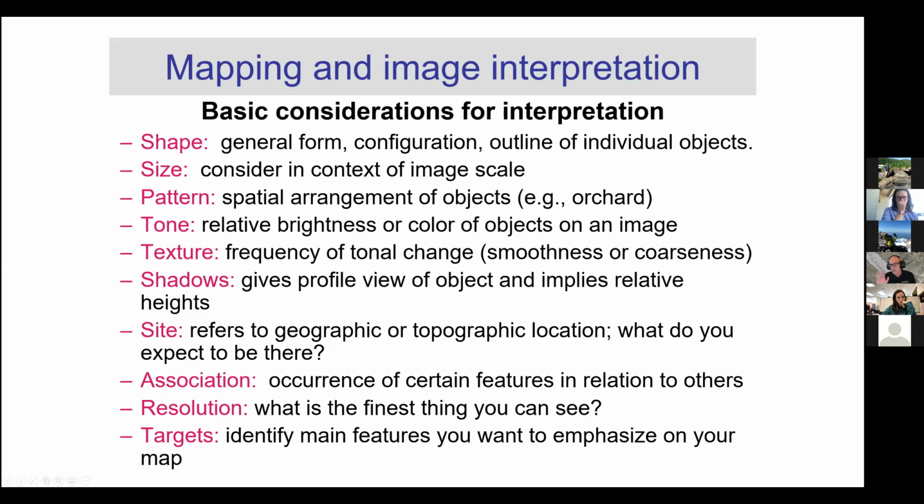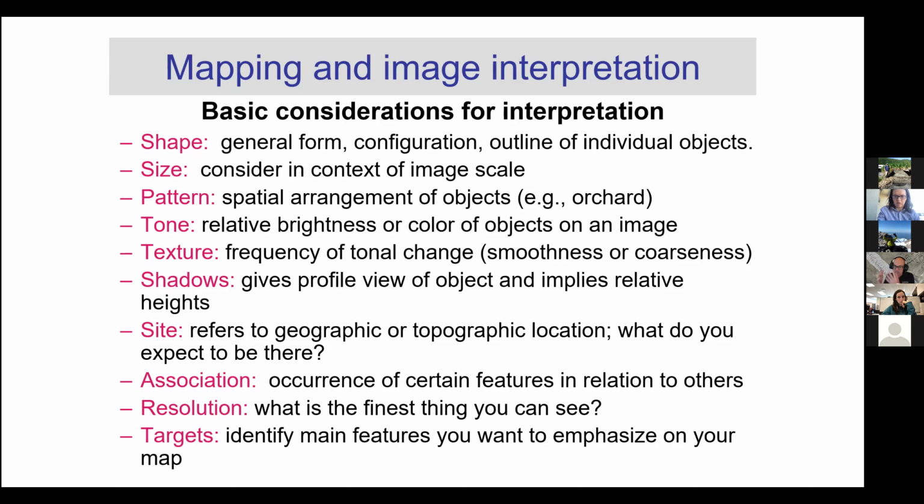Sorry, before I talk about the hints, just the idea of mapping and image interpretation is really, you need to get the most you can out of these images. And there's a lot there. So think about shape of features, size of features, the patterns, tonal contrast. Tonal means kind of relative brightness or darkness of features. We'll see the tonal contrast is a big issue here.